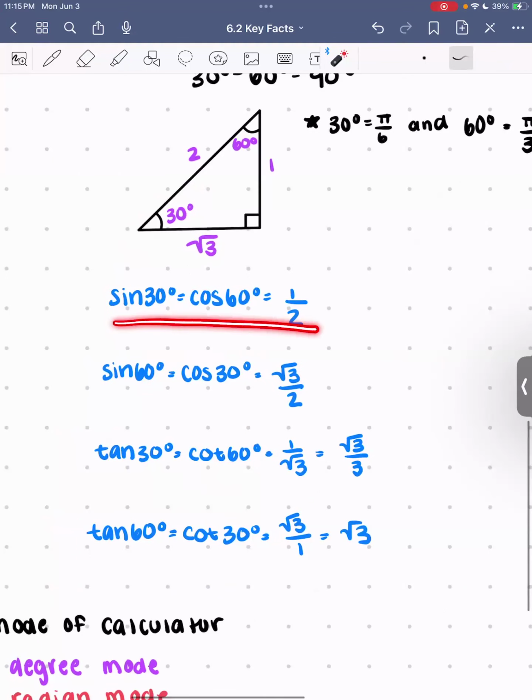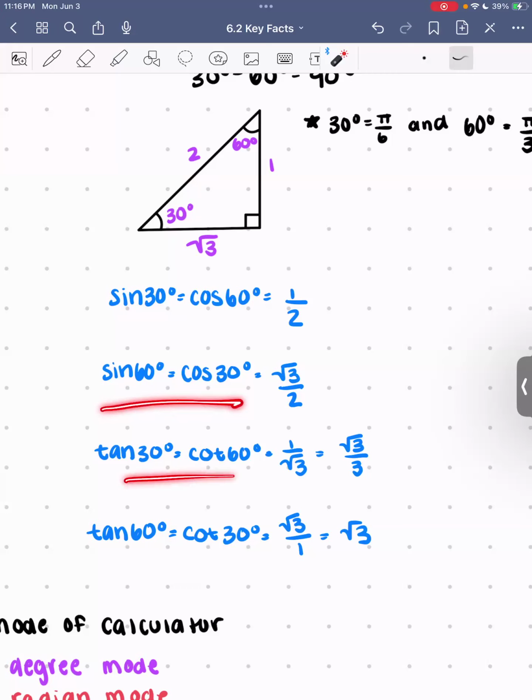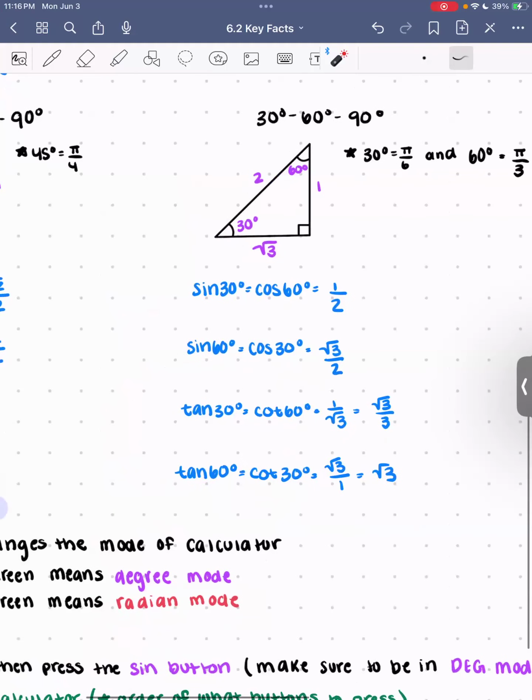So if we were to solve, say, sine of 30 degrees, remember sine is opposite over hypotenuse. So opposite is 1, where hypotenuse is 2. So we get 1/2. Same thing with our cosine of 60 degrees. Remember, cosine is adjacent over hypotenuse, so this is our adjacent side, and our hypotenuse is 2 because it's on the long diagonal side. And the same goes for the rest of these, just with different trig functions.